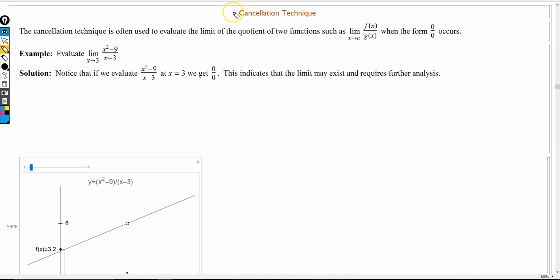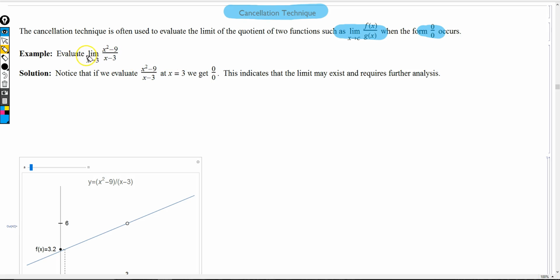In this lesson, we're going to take a look at the cancellation technique. Now, the cancellation technique is often used to evaluate the limit of the quotient of two functions, like the limit as x approaches c of f of x divided by g of x, when the form 0 divided by 0 occurs. So to illustrate this, let's take a look at this example first.